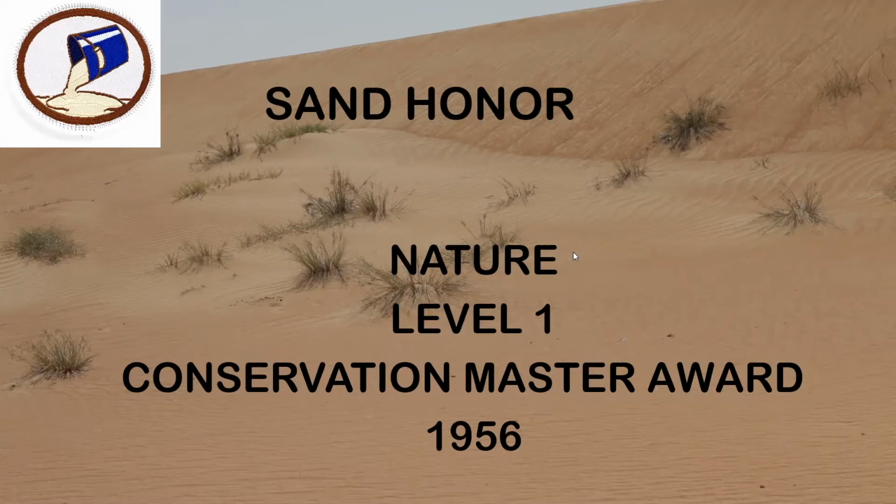United Arab Emirates is like United Kingdom. There are different countries, but here we call it Emirates. And each emirate, as we will discover, has different types and color of the sand. As you can see, all of the pictures on this presentation are taken when we were collecting the sand samples. So enjoy this. And this is our sand honor under the nature with level 1 under conservation award master, and it's created in 1956.